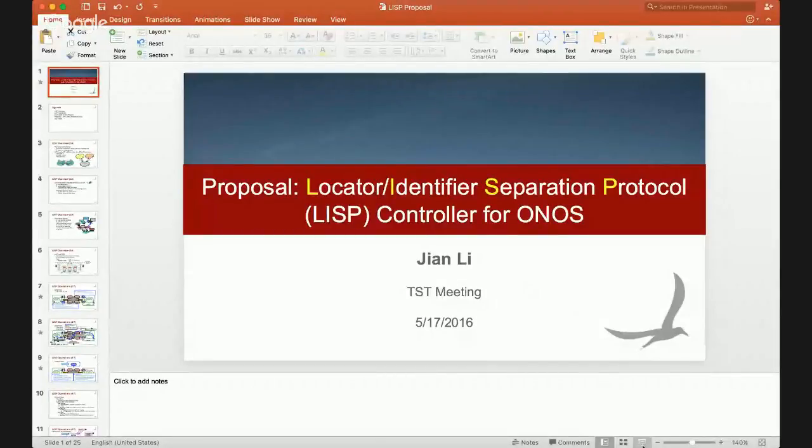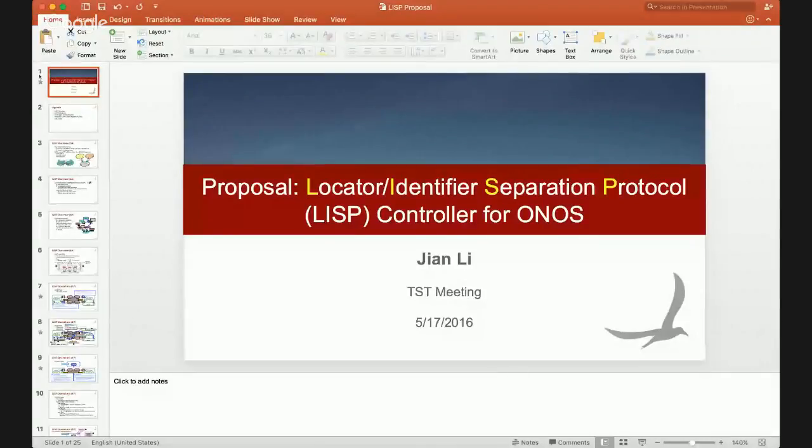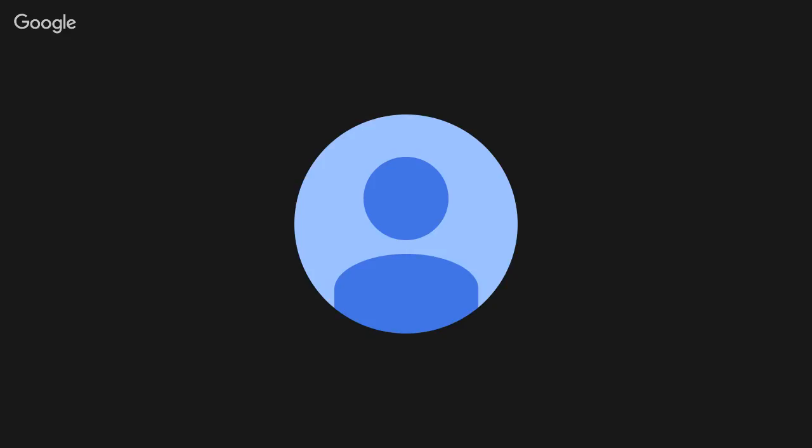Okay. Today I would like to give a talk on the Lisp protocol, like the locator identifier separation protocol. Oh, hold on. It's not. I need to share another. I think you need to share the whole screen, yes, otherwise it's going to go through. Yeah. Entire screen.